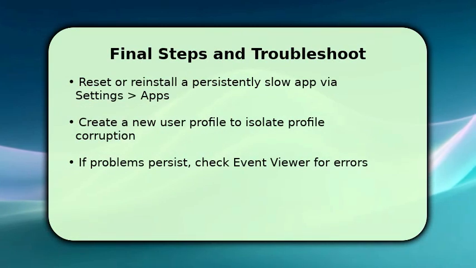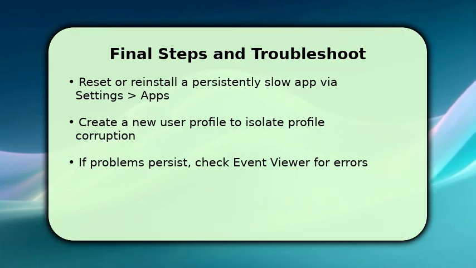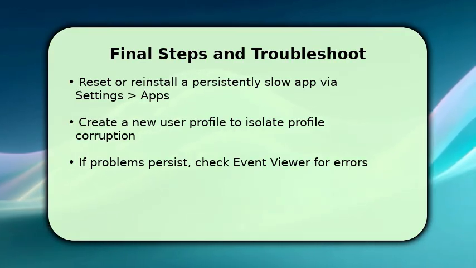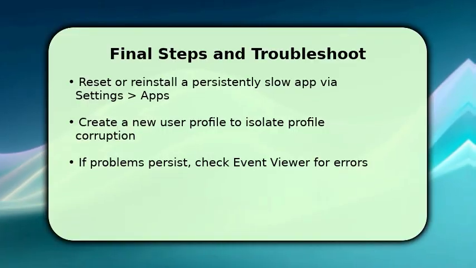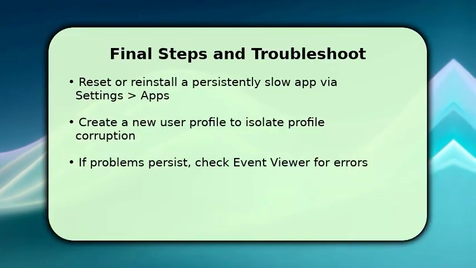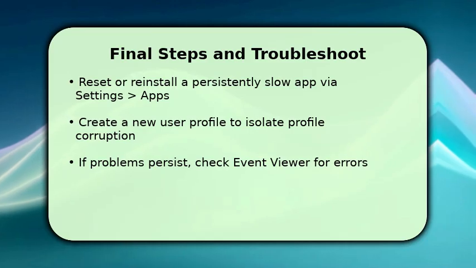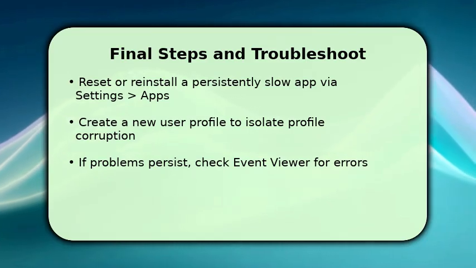These steps finish by targeting the slow app itself. Reset it in Settings, Apps and Features, or reinstall from a trusted source. This clears corrupted cache or bad configurations. If multiple apps open slowly for one user, create a new user profile to test for profile corruption.